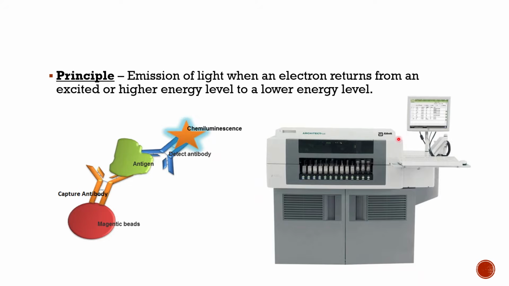And this is the machine we are using. This is the Abbott Architect i system, which is a fully automated CMIA analyzer. This machine will perform the sample preparation, test performance, photometric measurement, and even the data evaluation.